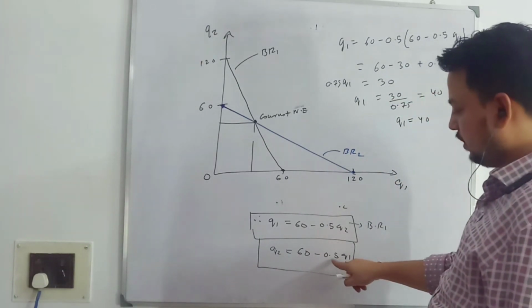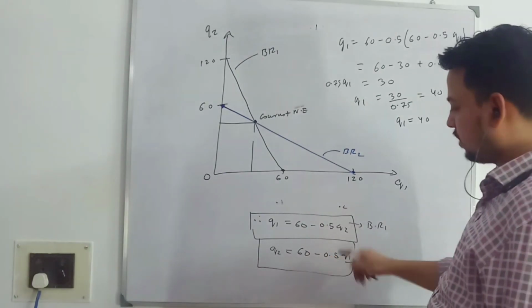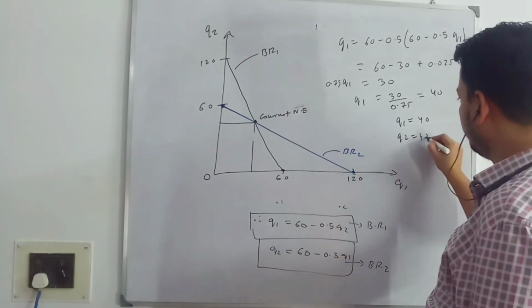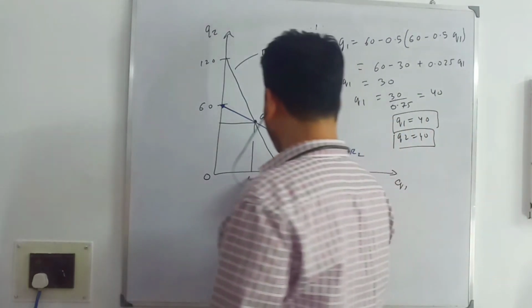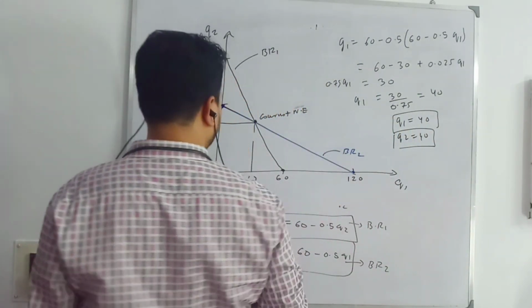40. So 40 into 0.5 is 20. So 60 minus 20, you will get Q2 also 40. Both are producing 40 unit of output. This is 40, this is 40.